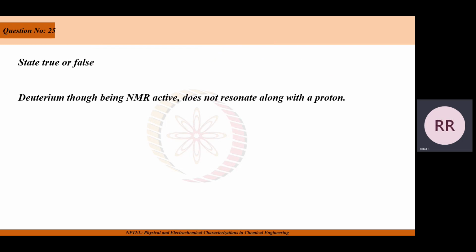Okay. Now let's go to the next question, which is a true or false question. The question is, deuterium, though being NMR active, does not resonate along with a proton. Is it true or false? I can give you a few seconds to think about the answer.